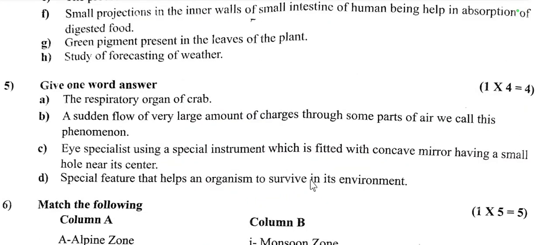Now question number 5, that you have to answer in just one word, and if you answer it correctly, you will get 4 marks. The respiratory organ of crab: gill. The sudden flow of very large amount of charges through some part of air, we call this phenomenon lightning. Eye specialists use a special instrument fitted with a concave mirror having a small hole near its center, which is the ophthalmoscope.